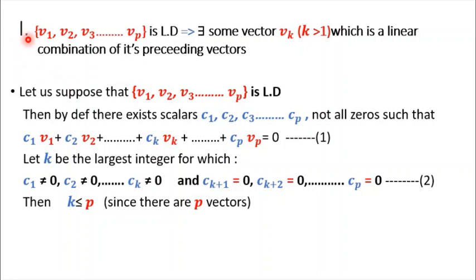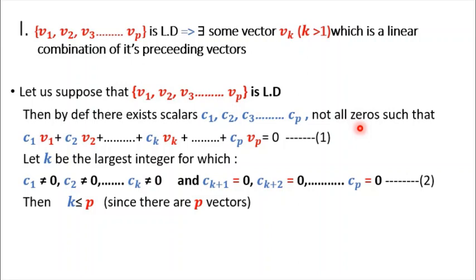So let us come to the first part of the theorem. In the first part, we will suppose that the set of vectors v1, v2, v3 up to vp is linearly dependent. Using this, you have to find a vector vk such that it is a linear combination of its preceding vectors. So let us suppose that it is linearly dependent. What does the definition say? By definition, there exist scalars c1, c2, c3 and so on up to cp, as many scalars as there are vectors, not all zeros. All of them shouldn't be zero.